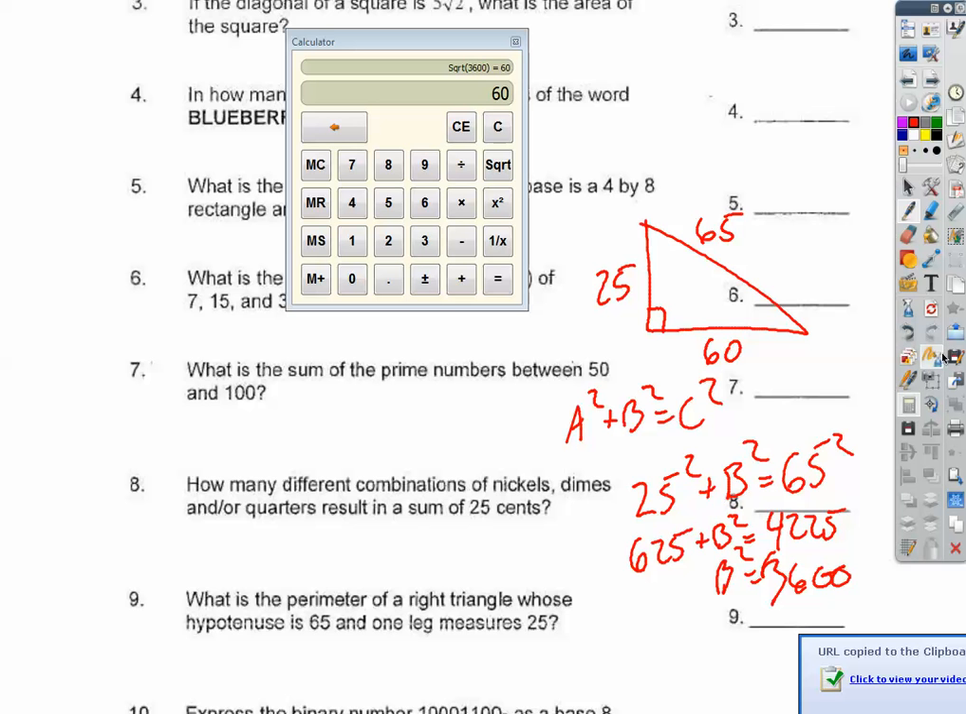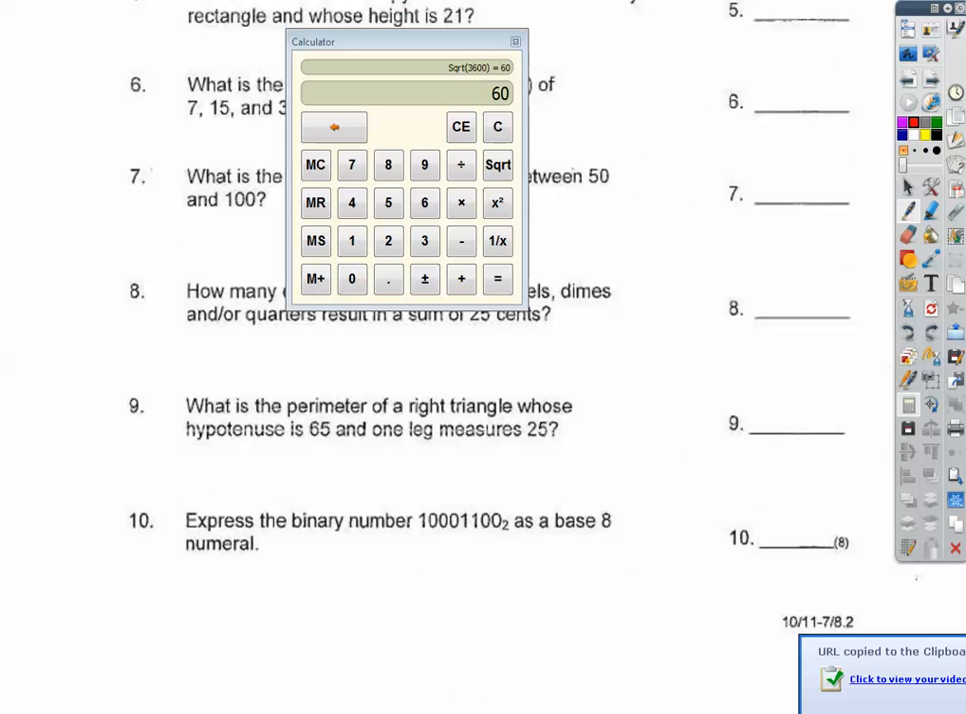And now for my last wonderful problem. I need to go home, apparently.